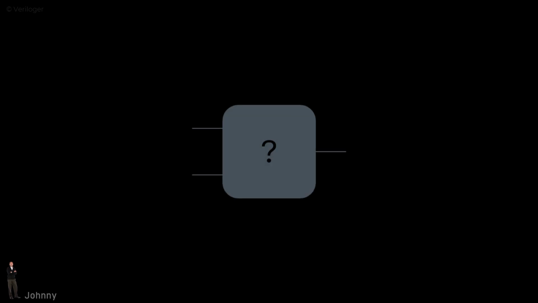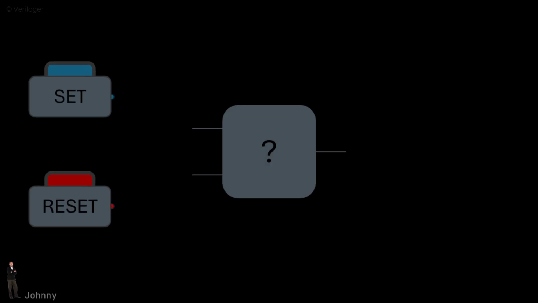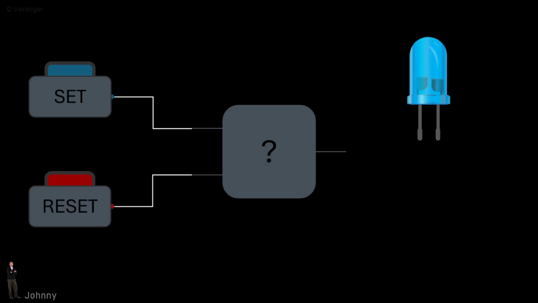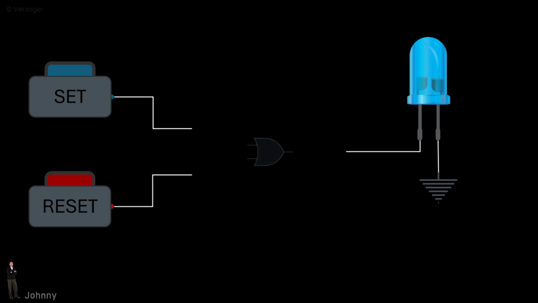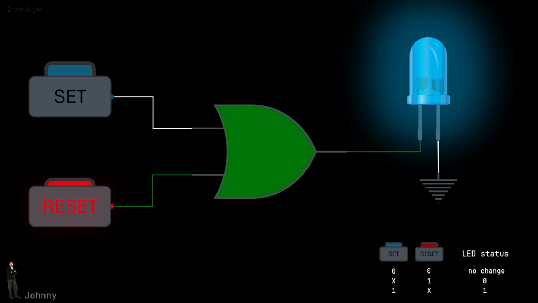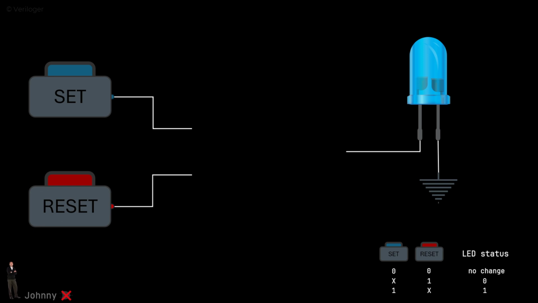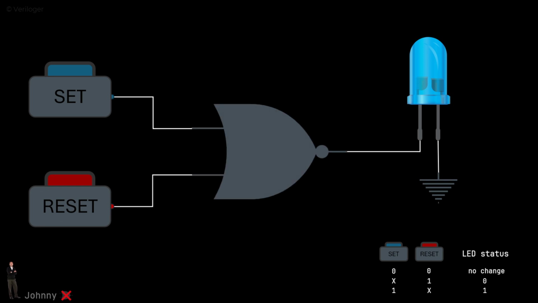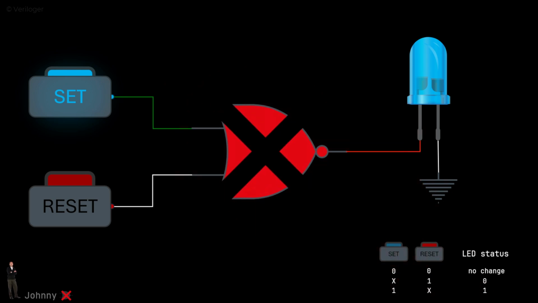Johnny, one of the students, started to build the circuit. He wanted to use a single two-input logic gate by connecting the two buttons to the input ports and the LED to the output port of the gate. He started by trying an OR gate. He found that the reset button turns on the LED instead of turning it off. So he tried using a NOR gate. He found that when the set button is pressed, the LED doesn't turn on.